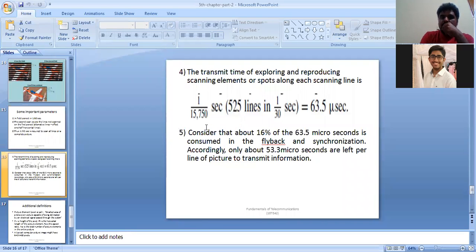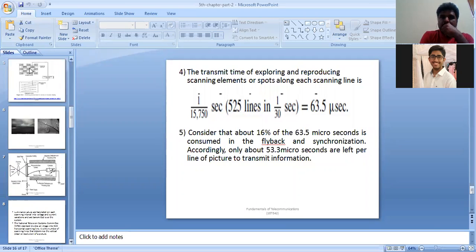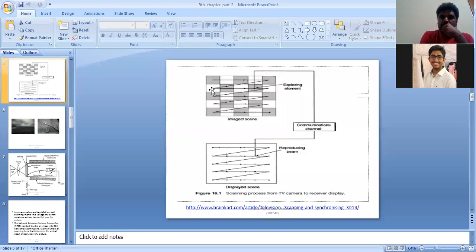Remember, I was saying we are taking some 525 horizontal lines. Okay, 525 horizontal lines: 1, 2, 3, 4, 5, like that. For a proper display to happen, we will consider some 525 lines.